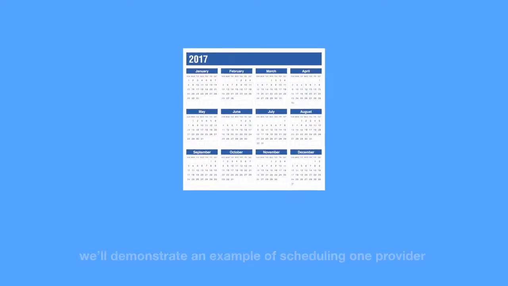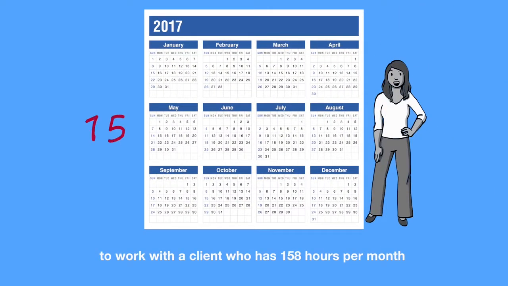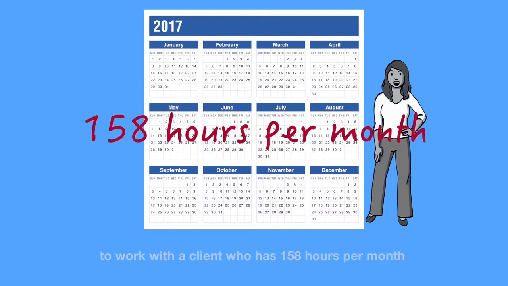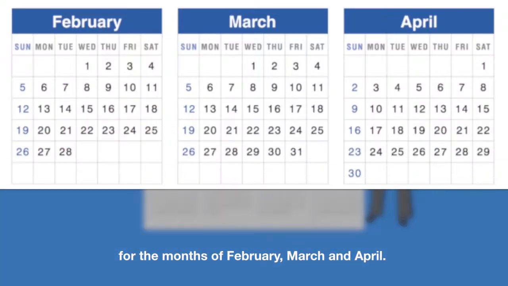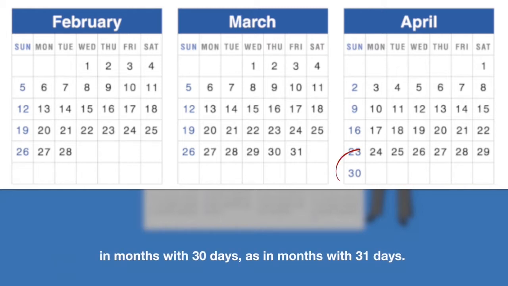In this tutorial, we'll demonstrate an example of scheduling one provider to work with a client who has 158 hours per month for the months of February, March, and April. Because the number of days in a month vary, in some cases clients cannot assign the same number of hours to their IP in months with 30 days as in months with 31 days.